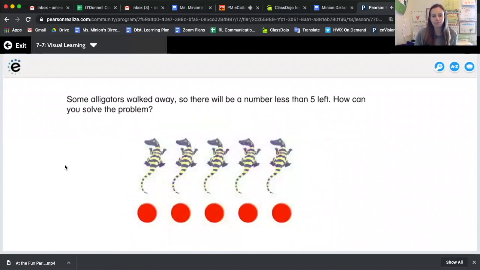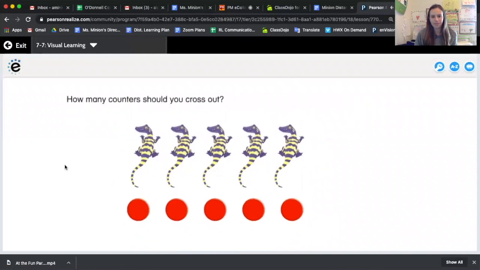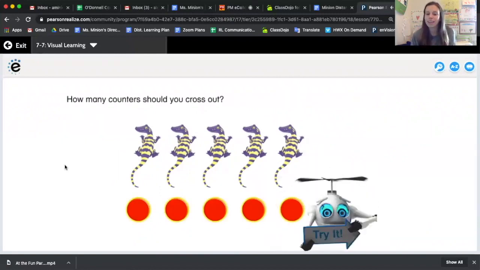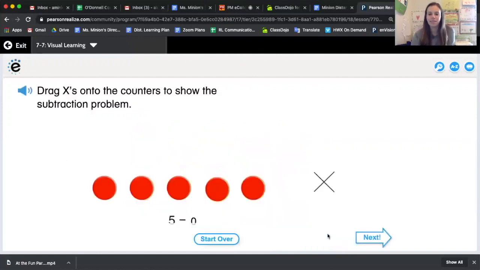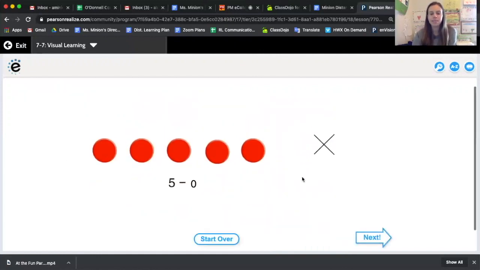How can you solve the problem? Use the counters to act out the story. Then write an equation that matches it. How many counters should you cross out? What do you think? How many counters should we cross out?